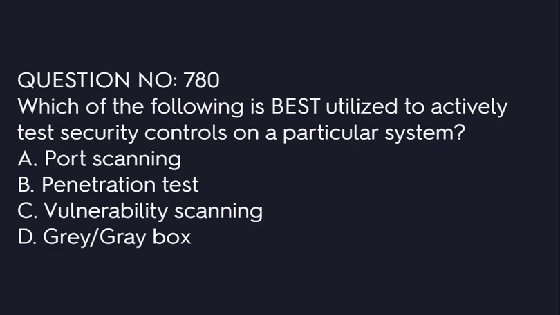Question number 780. Which of the following is best utilized to actively test security controls on a particular system? A. Port scanning. B. Penetration test. C. Vulnerability scanning. D. Gray box. The answer is B.